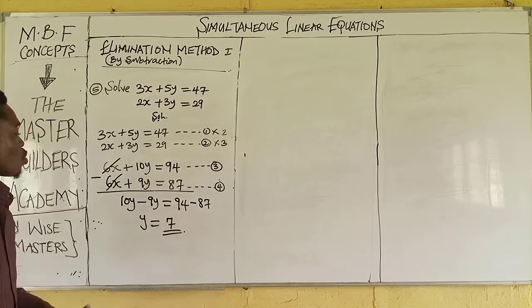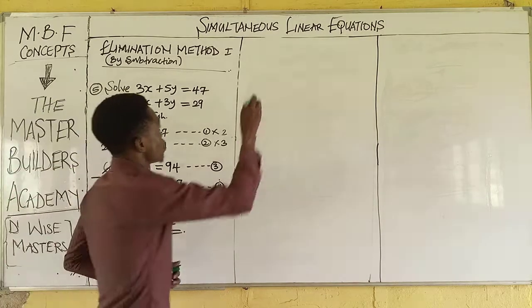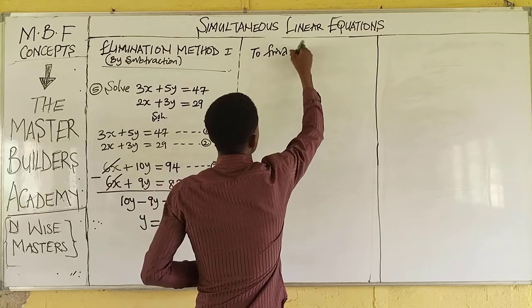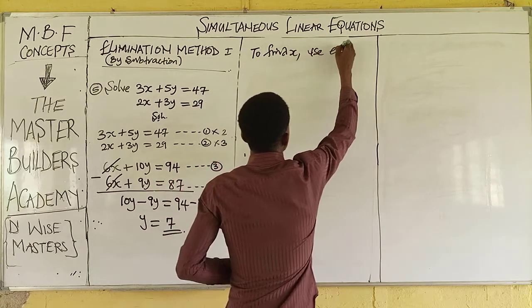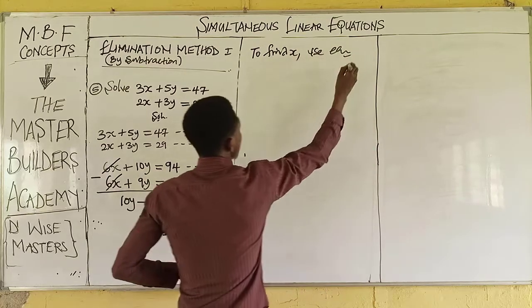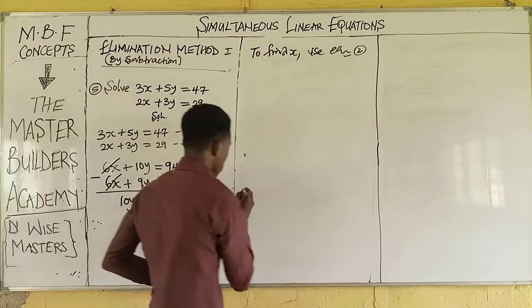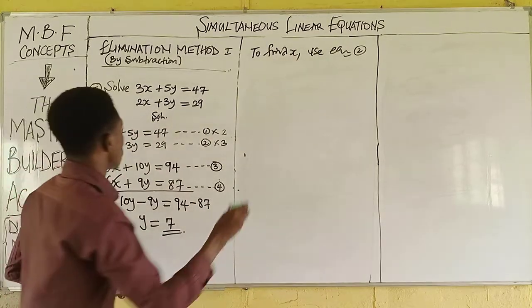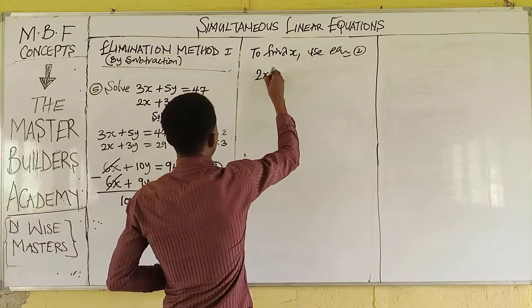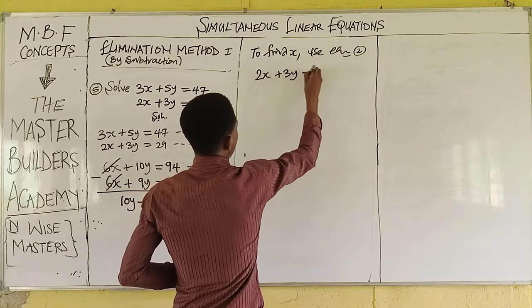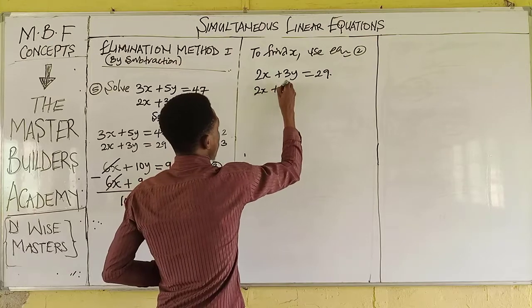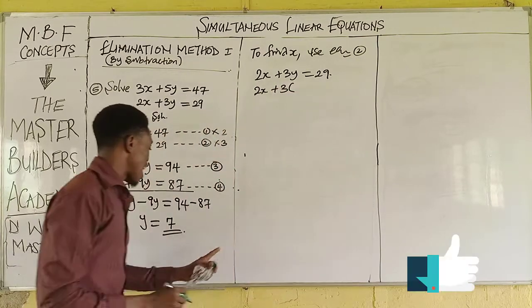That's all. We need to do now to find x is to substitute. So we say to find x, use equation 2. No, the first one we saw, we use equation 1. So let's use equation 2 here. You can use any equation, any one, you will have the same result. So this is 2x plus 3y is equal to 29. And of course, this is 2x plus, what's the value of y? The value of y is 7.